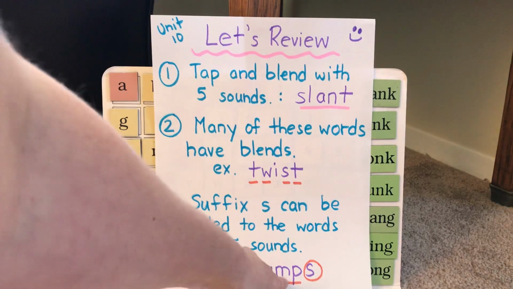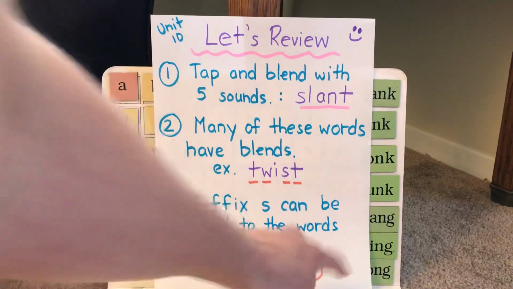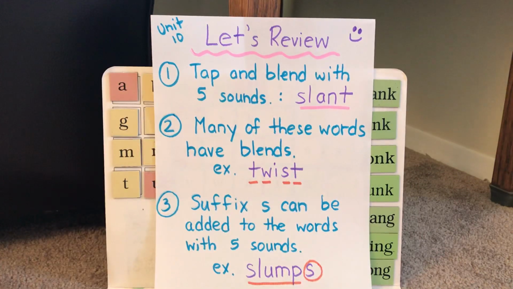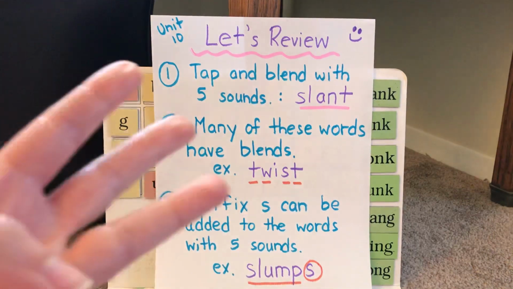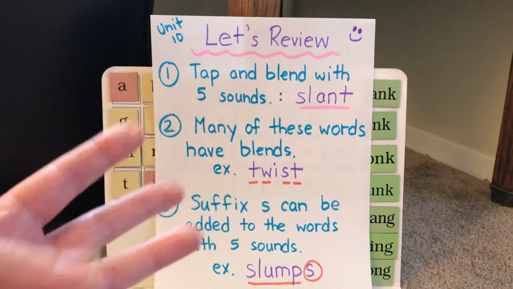Slump. But if we add S to it, it says slumps. Now this is not new for us, boys and girls. We know about suffix S, right? It makes a word more than one, but our parents don't know. So in the video before this one, I reminded you and showed your parents that with suffix S, we circle the S like I did here and underline the base word.